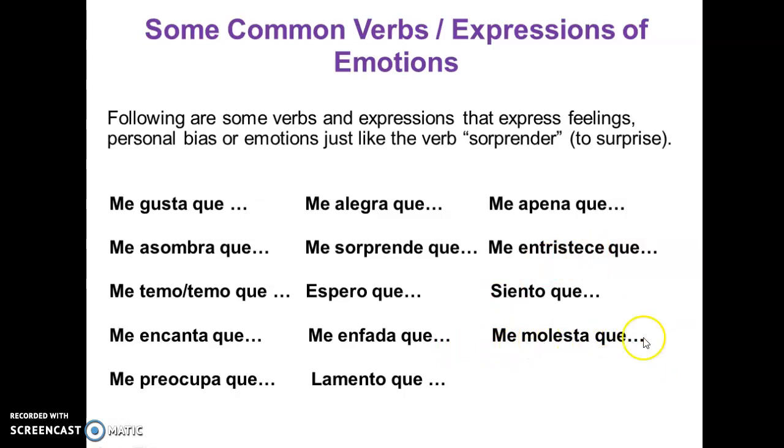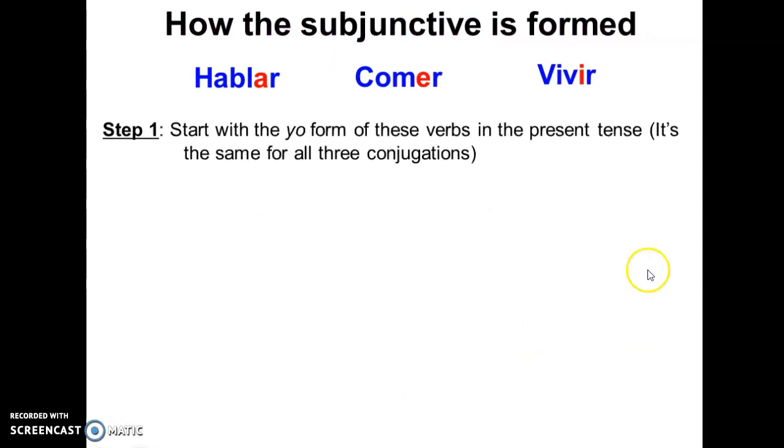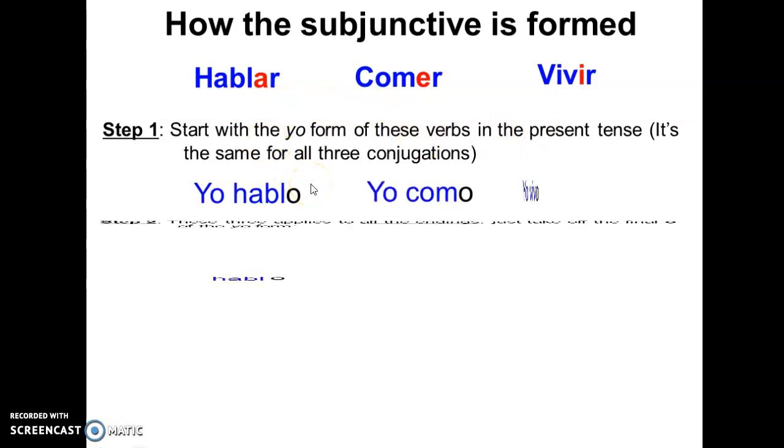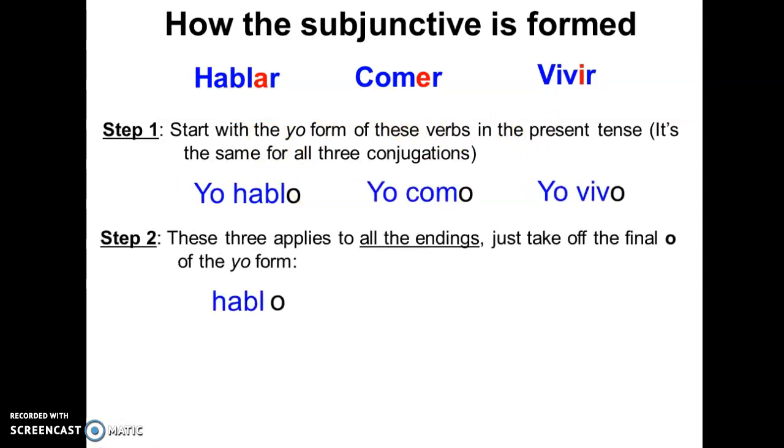So these are some of the verbs, like I said. Now, how it's formed. Okay, so what we do here: hablar, comer, vivir. This is how we form these subjunctive conjugations. We start with the yo form of these verbs, like an ar, er, and ir verb. This is the conjugation, just yo, to make it easier. Yo hablo, yo como, yo vivo. So I speak, I eat, I live.